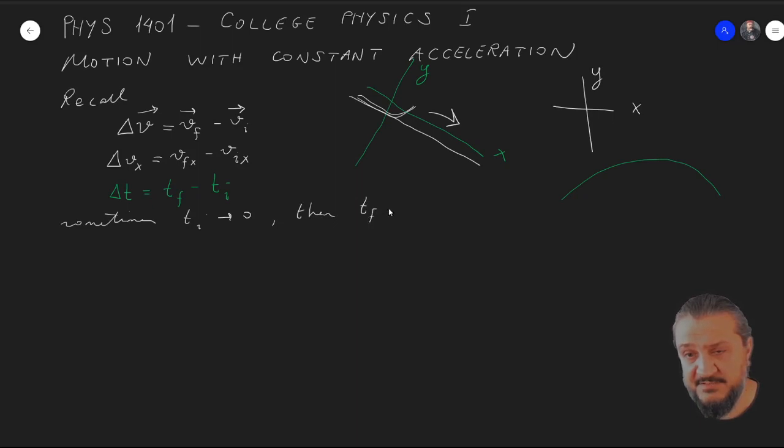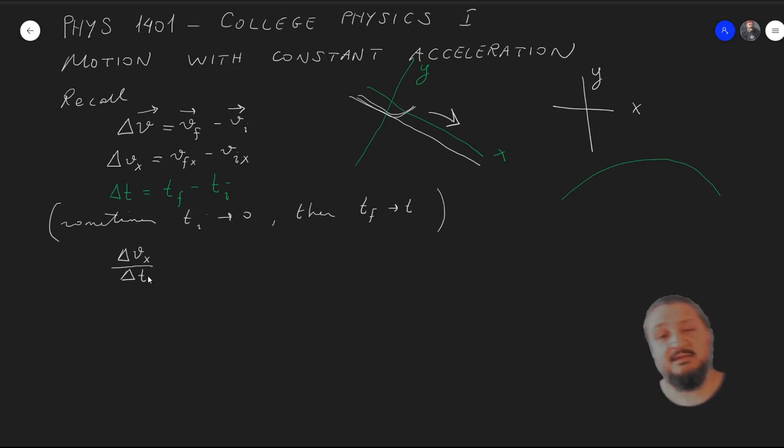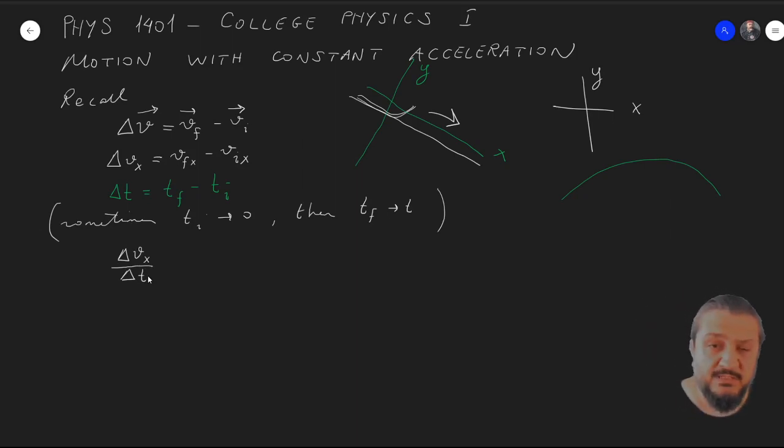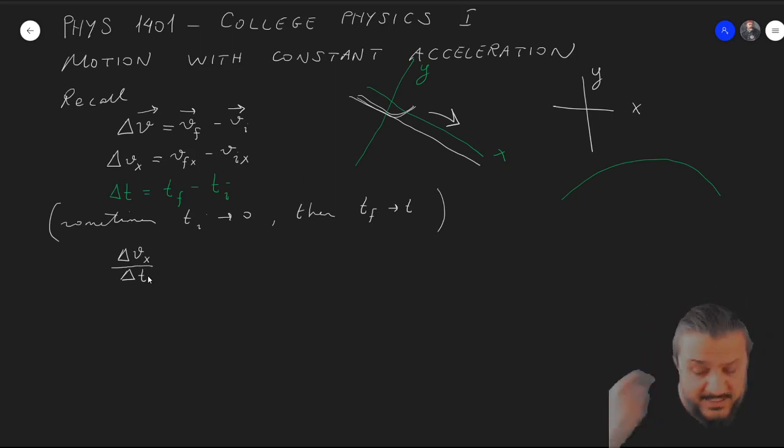Instead of tf, just use t, and delta t is t. Keep that in mind. That's very common. What do we do with this delta t? Well, we divide delta Vx by it. Delta Vx divided by this delta t, and we call this the x component of the acceleration, the average acceleration.